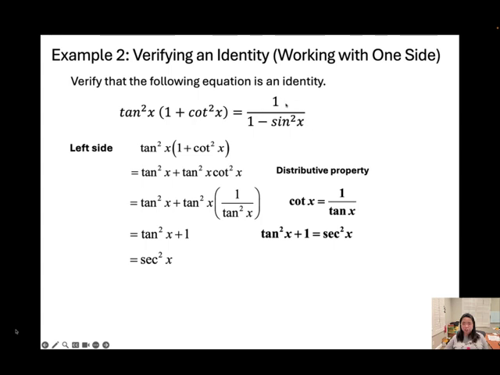First, I want the fraction. Right now I only have the secant squared x. Can you make it a fraction? Secant squared x will be equal to 1 over cosine squared x. Okay, we're almost there. What is the relationship between cosine squared x and sine squared x?